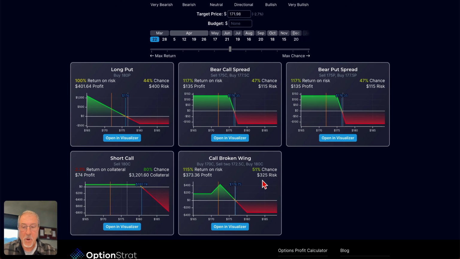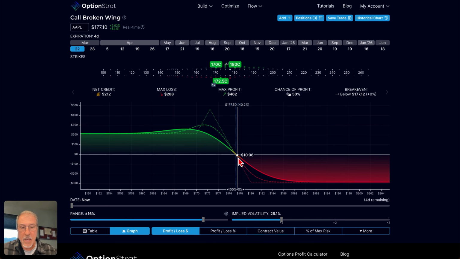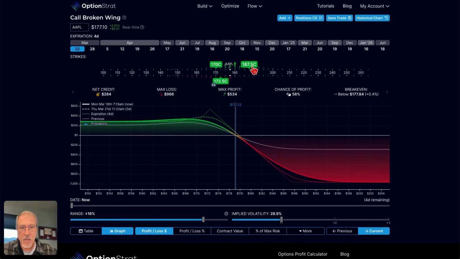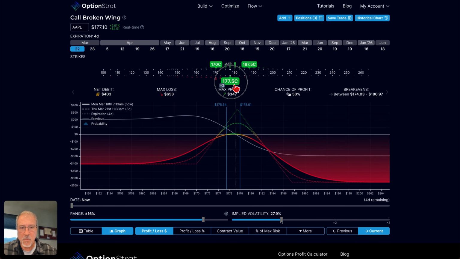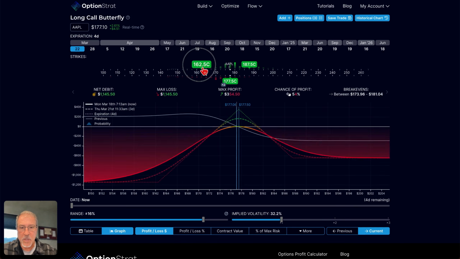But I'll tell you, personally, I like broken wing butterflies. They're one of my favorite trades. I usually do them bullish in nature as a put broken wing butterfly, but this one really sets up well for a call broken wing butterfly from my opinion of the market. And the other thing I like about this is that I can come in and I can adjust this to give me more upside room on Apple, for example.